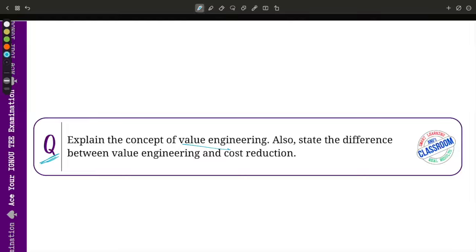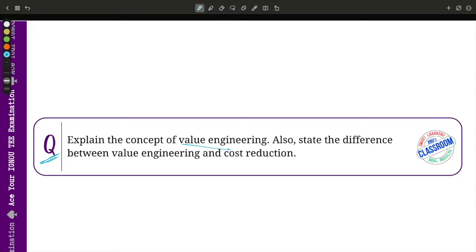Now, the main difference between value engineering and cost reduction lies in their focus and approach. Value engineering is focused on functions. It looks at what the product or service actually does, and it finds ways to provide that function efficiently. Whereas cost reduction is more item oriented. It concentrates on lowering the cost of individual components or materials.